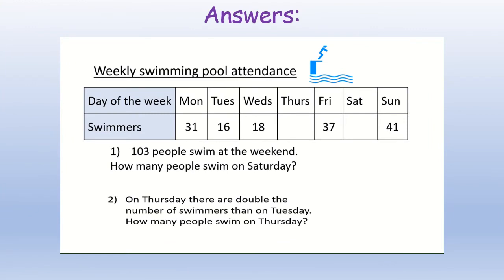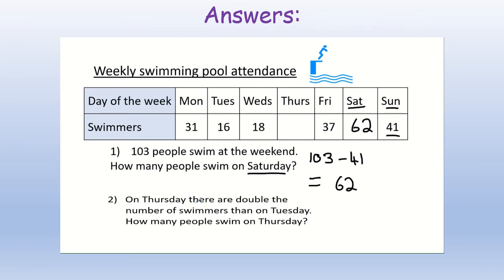Okay, so this table shows us the amount of people swimming on different days. We were asked how many people swam on Saturday. The weekend is made up of Saturday and Sunday, and we know 103 people swam all together at the weekend. So 103 were all together. 41 of those are on Sunday. So if we subtract that 41, we'll have the answer for how many swam on Saturday. 103 take away 41 leaves you with 62. Did you get that right? Well done.